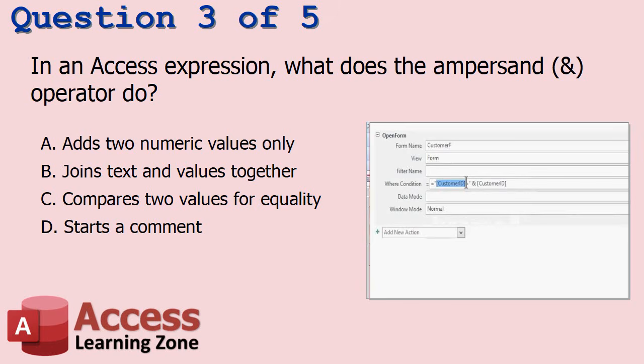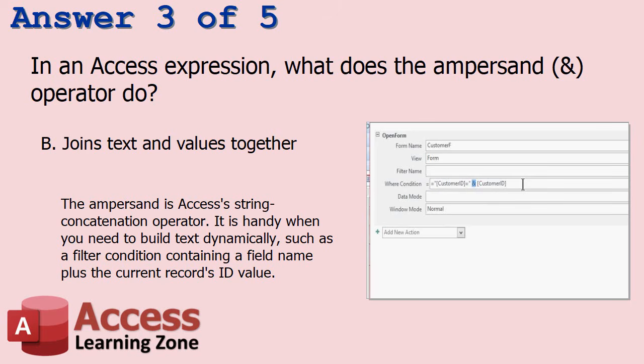Question 3. In an Access expression, what does the ampersand operator do? Adds 2 numeric values only, joins text and values together, compares 2 values for equality, or starts a comment. That's B. It joins text and values together, or text and text, or values and values. It joins stuff together. It's the concatenation operator.